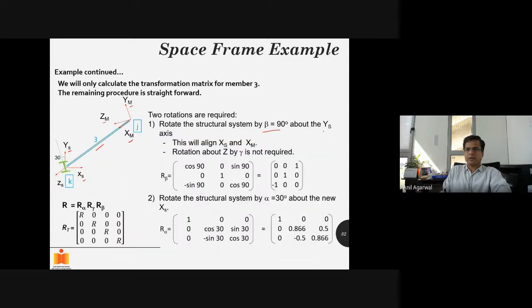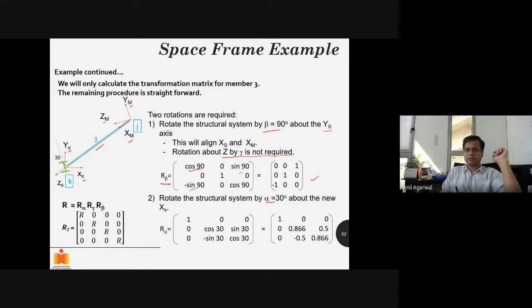Beta is equal to 90 degrees about y, and you get the R beta transformation. And then the gamma transformation was not required, as we had discussed. So R beta was cos 90, minus sin 90, sin 90, whatever the values are, and you get the values. Then the gamma transformation is not required. You can write it as an identity matrix, or you can simply skip that step because you are anyway going to multiply, so it will not have any effect.